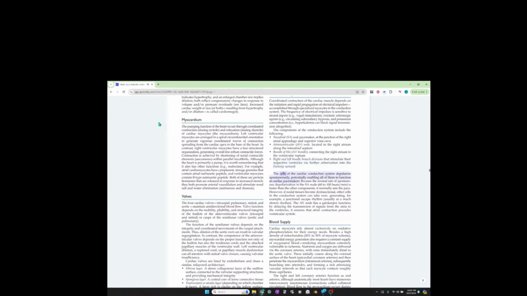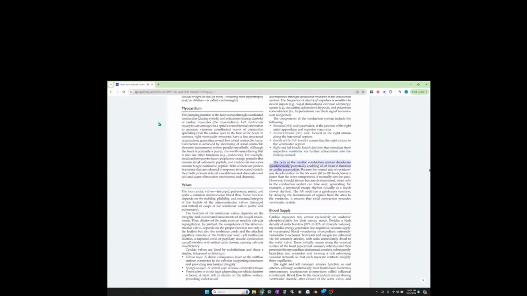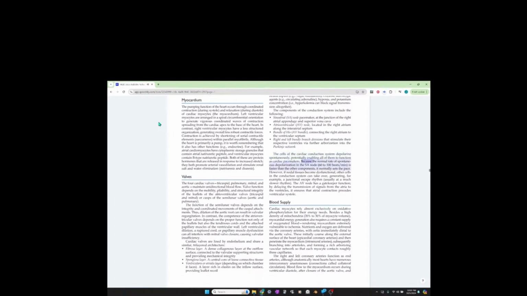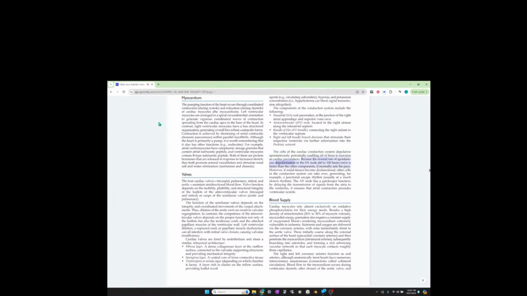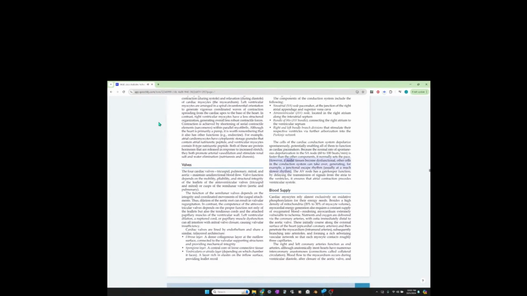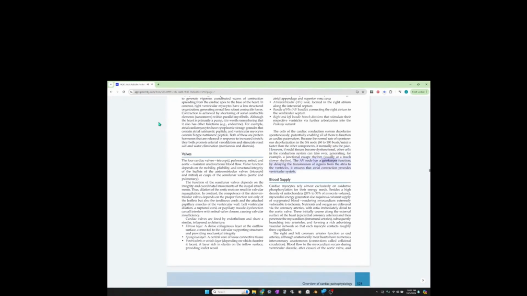The cells of the cardiac conduction system depolarize spontaneously, potentially enabling all of them to function as cardiac pacemakers. Because the normal rate of spontaneous depolarization in the SA node is faster than the other components, it normally sets the pace. However, if nodal tissues become dysfunctional, other cells in the conduction system can take over, generating, for example, the junctional escape rhythm. The AV node has a gatekeeper function. By delaying the transmission of signals from the atria to the ventricles, it ensures that atrial contraction precedes ventricular systole.